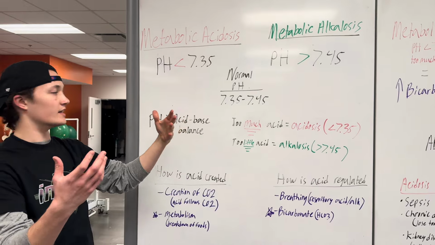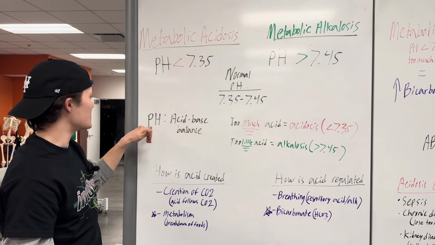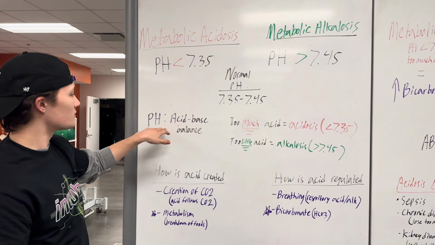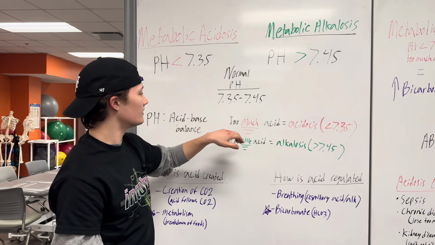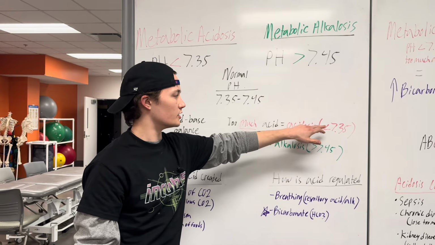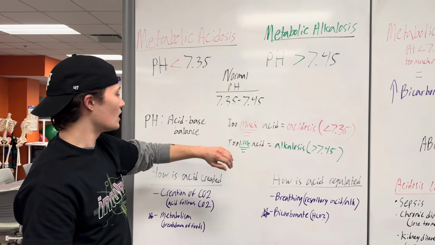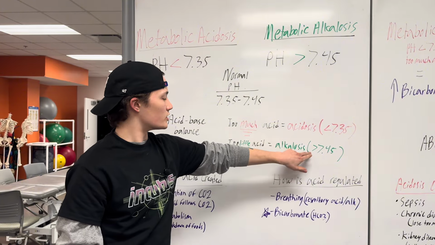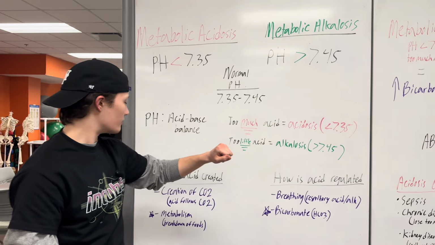That's a lot of letters and numbers. What do those actually mean? pH is your acid-base balance. This means that when there's too much acid in the body, your body's going to be acidotic, meaning you're below that 7.35 level. When there's too little acid in the body, you're going to go alkalotic, which means that it is above 7.45.